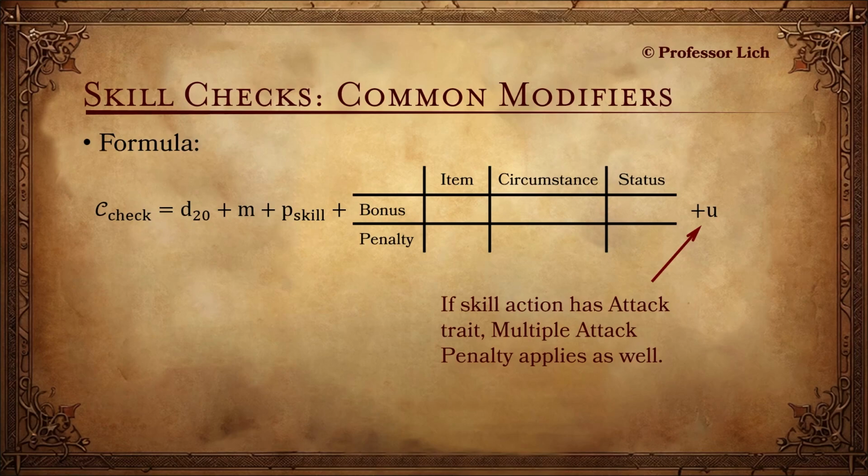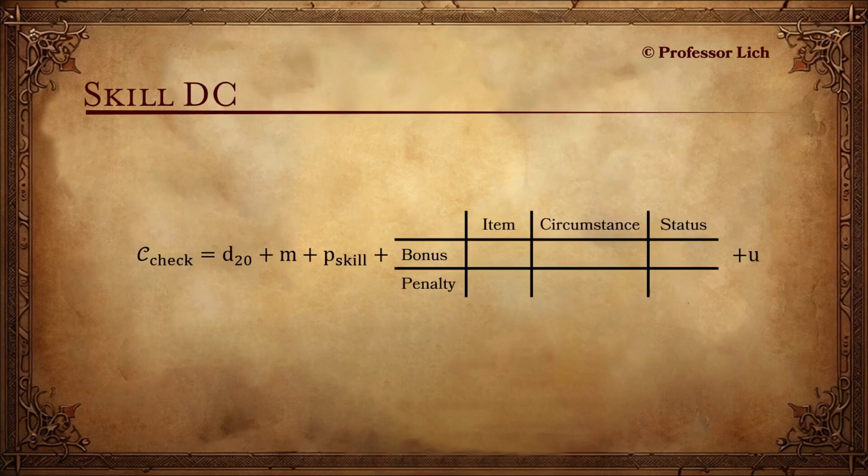And also, as we've said before, multiple attack penalties can apply. In fact, they're not just for striking, they also apply whenever an action has the attack trait, and that can include some skill actions as well, so keep an eye out for that. And now that we've covered skill checks, can you guess what is the next thing I'm going to show you? Yep, that's right, skill DC. So you take the 20, replace it by 10, and you get a DC for the skill that you are using.